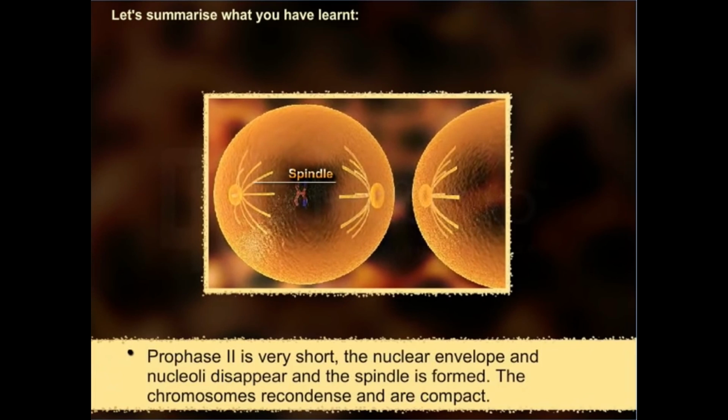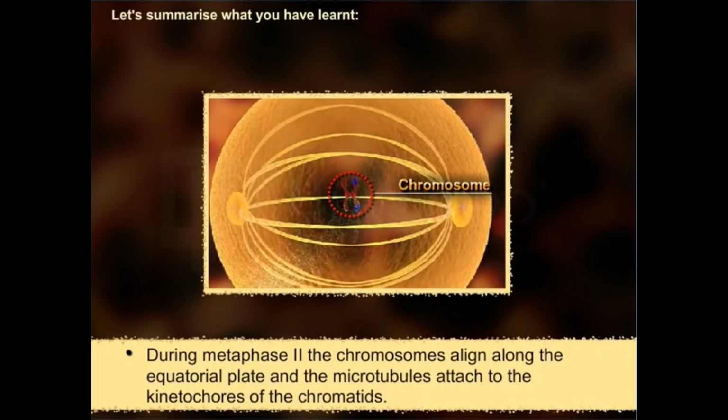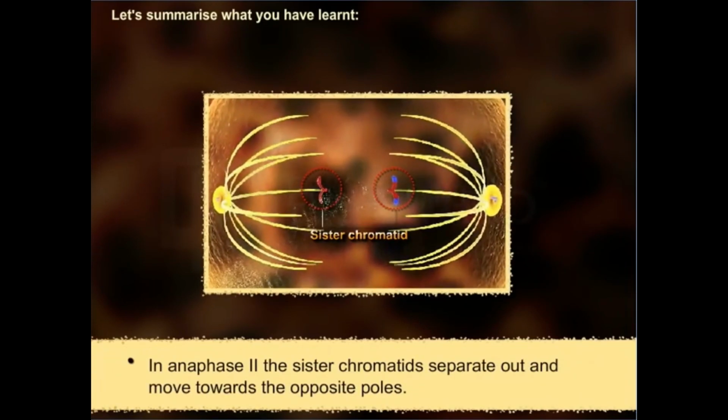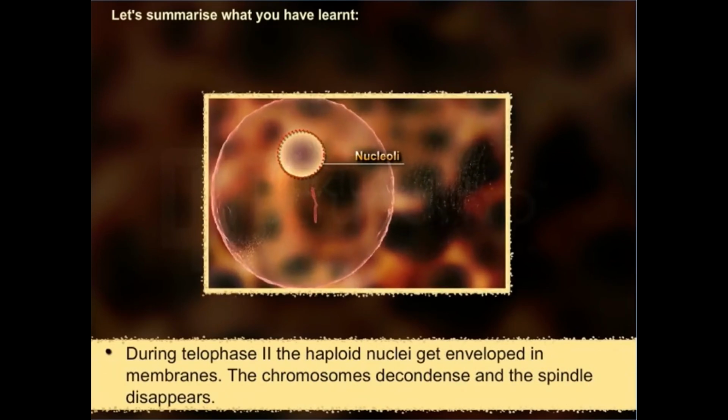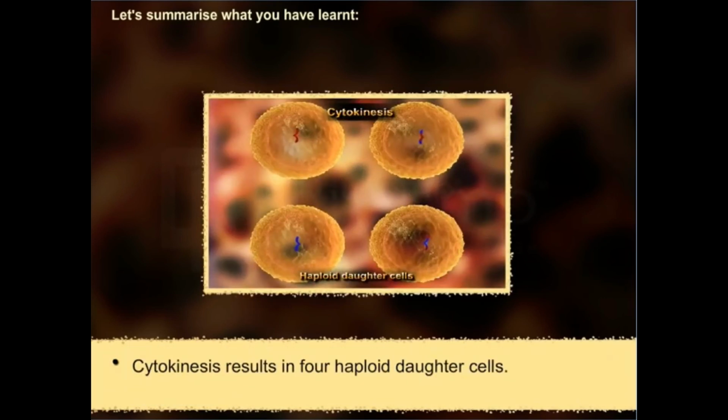Prophase 2 is very short. The nuclear envelope and the nucleoli disappear and the spindle is formed. The chromosomes recondense and are compact. During metaphase 2, the chromosomes align along the equatorial plate and the microtubules attach to the kinetochores of the chromatids. In anaphase 2, the sister chromatids separate out and move towards the opposite poles. During telophase 2, the haploid nuclei get enveloped in membranes. The chromosomes decondense and the spindle disappears. Cytokinesis results in 4 haploid daughter cells.